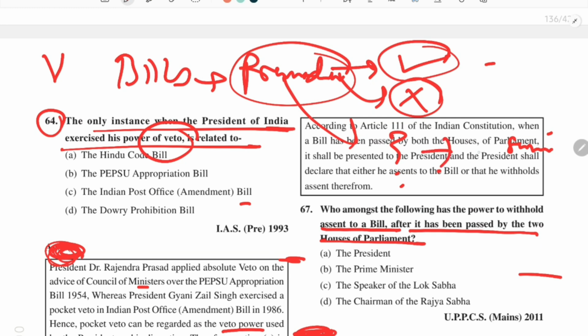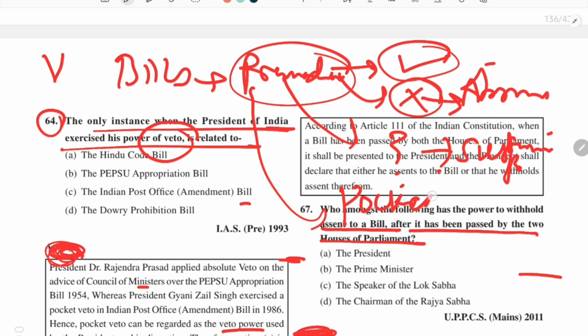That we call the suspensive veto, and when he withholds the assent and does not sign, it is called the absolute veto. A third type of veto is also there, the pocket veto. As the name suggests, the President does not take any decision on the bill. He keeps it pending for an indefinite period. That is called the pocket veto. So these are the situations when the veto power is used by the President.